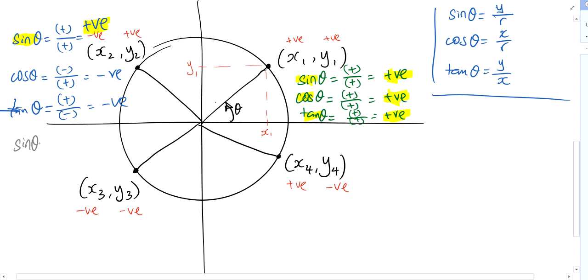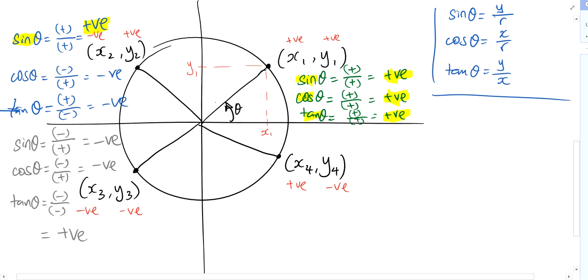Sine theta. Wait, what do we have? Negative over? Over positive, because the radius is a length, it must be positive. So this is negative. Cosine theta? Negative over positive. So negative. What about tangent theta? Negative over? So we get?